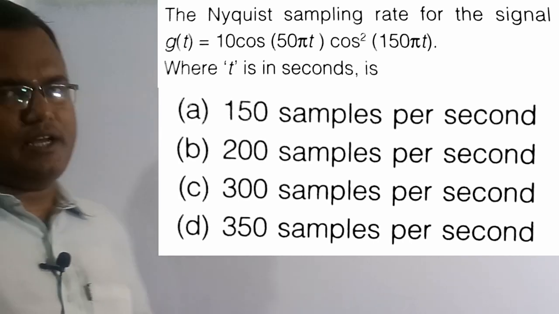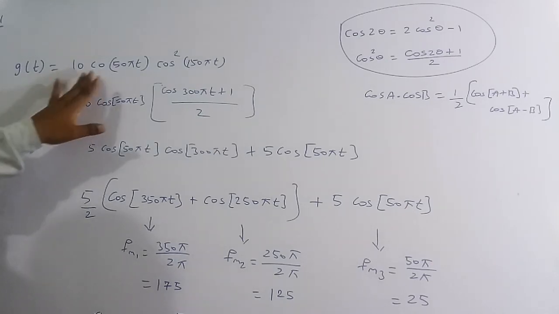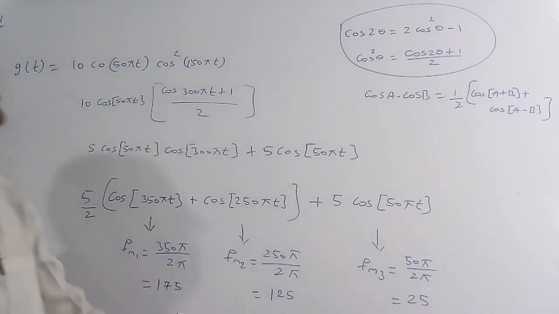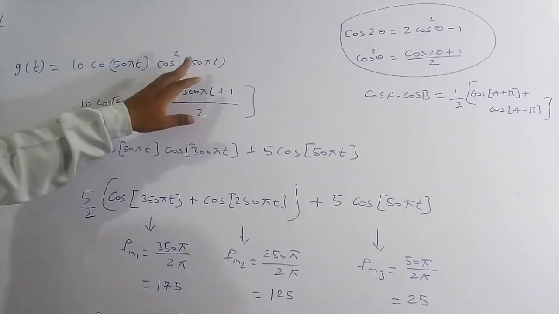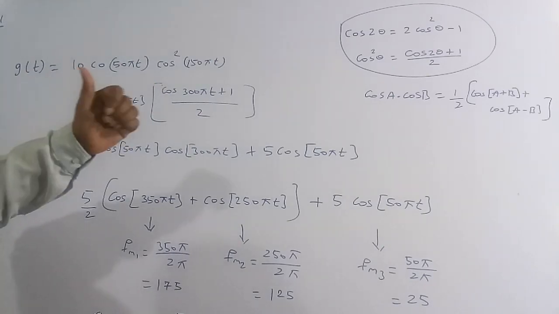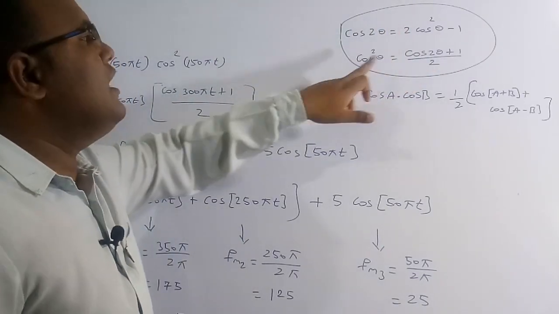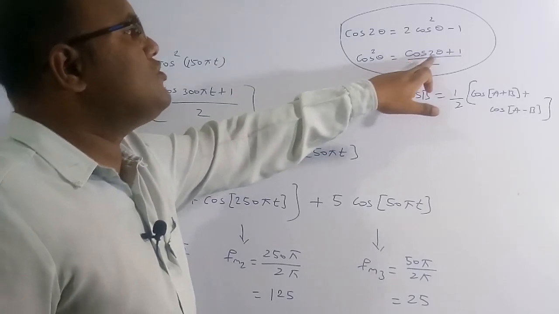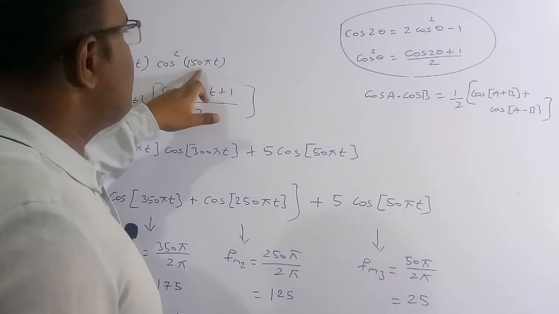So let's solve this numerical. Basically this is a signal g of t, which is 10 cos 50 pi t into cos square 150 pi t. For this signal we need to figure out the Nyquist frequency. If you see carefully, this is cos square theta, so I want to convert it in terms of cos theta. Cos 2 theta is equal to 2 cos square theta minus 1, so cos square theta is equal to (cos 2 theta plus 1) by 2. Here theta is equal to 150 pi t.